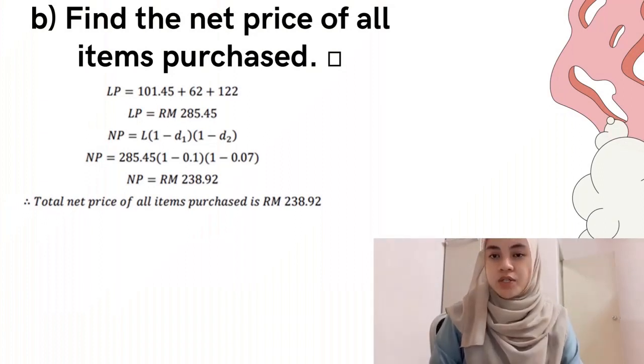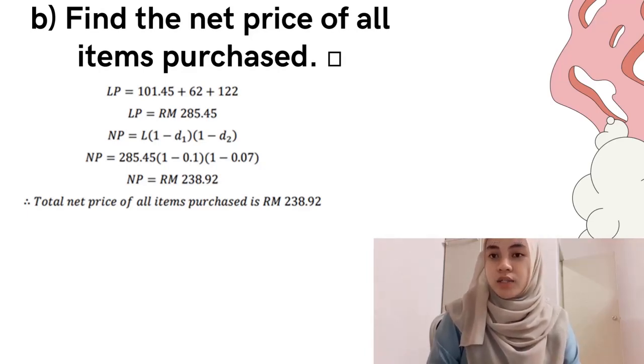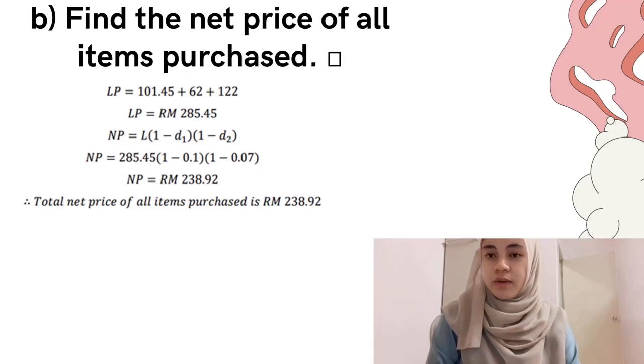So, the next question is, find the net price of all items purchased. If we want to find the net price, the first thing is we have to calculate all of the items' list price. The total of list price for all the items is 285 ringgit 45 cents.